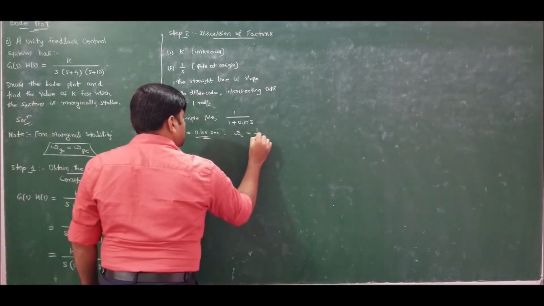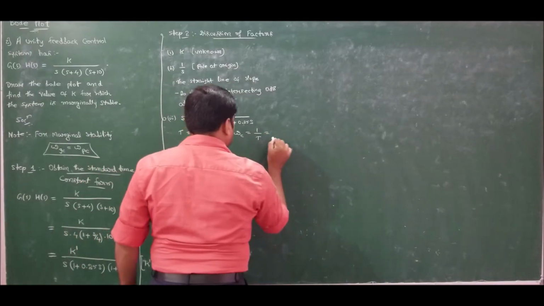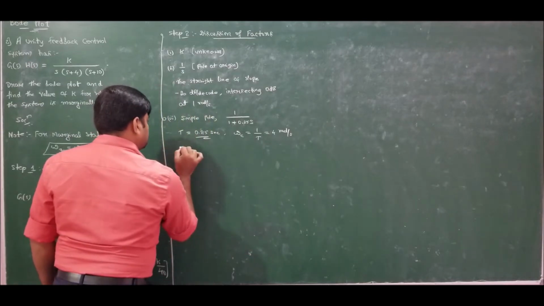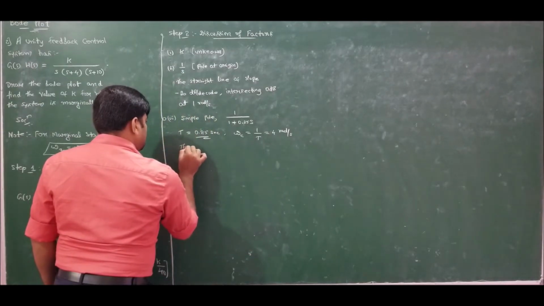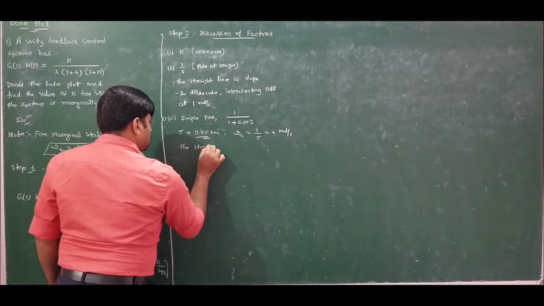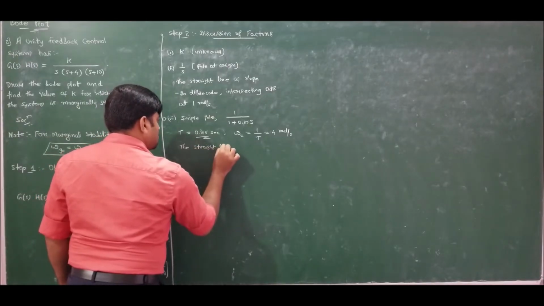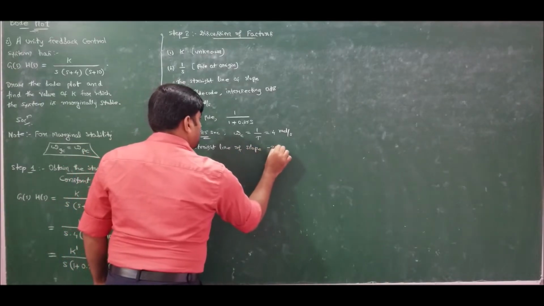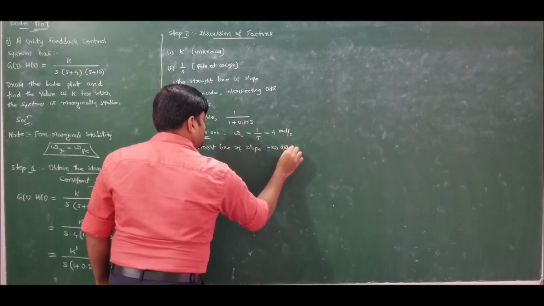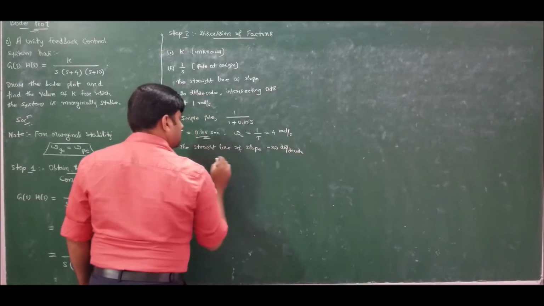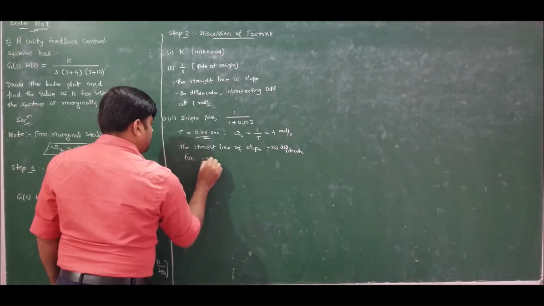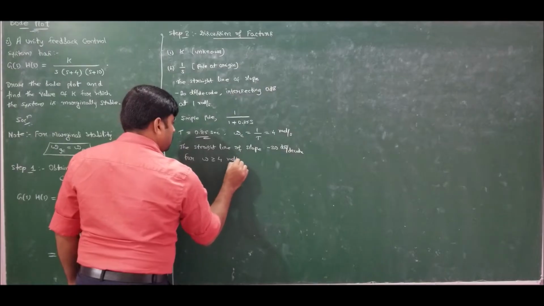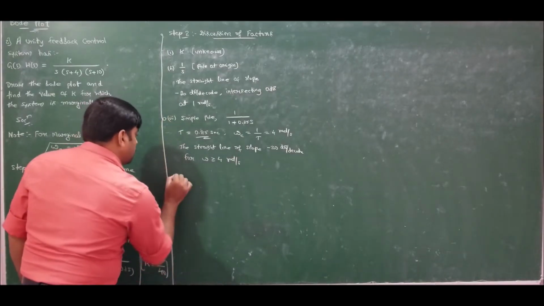Corner frequency is 1 by t, which is nothing but 4 radians per second. It is also the straight line of slope minus 20 dB per decade for frequency greater than or equal to how much? 4 radians per second. For frequency greater than or equal to 4 radians per second.